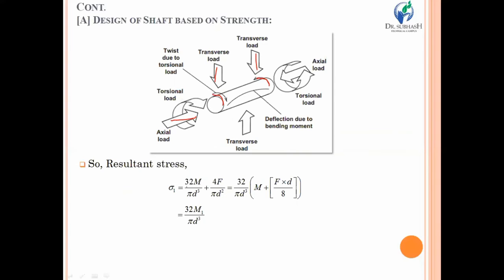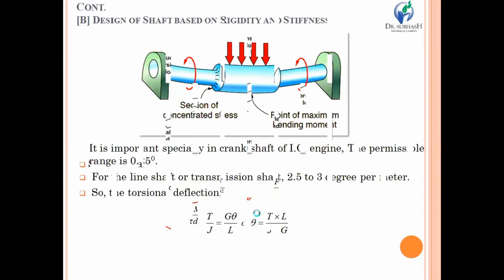Over here we have calculated direct stress, and we have calculated combined stress. So just sum up both of the stresses and solve it. You will have the equation of stress, and that is equal to 32 M1 upon pi d cube. Over here M1 stands for M plus F into d upon 8. So this is criteria number 4 under the design of shaft purely based on strength.